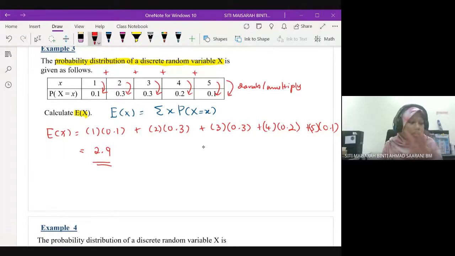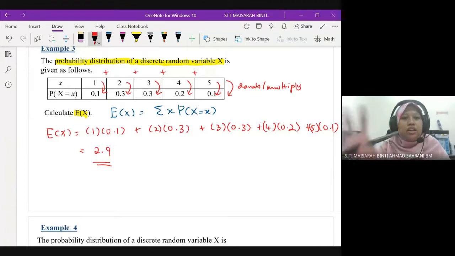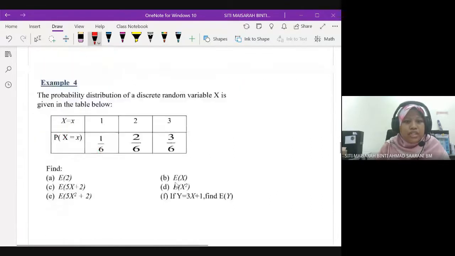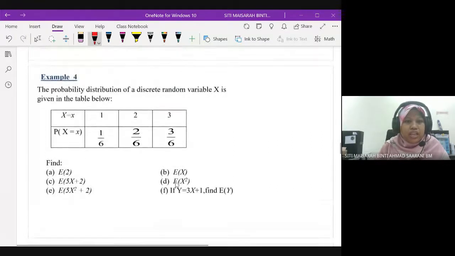This is direct question lah. Okay, ni pengenalan how to calculate EX. Okay, so then kita move kepada example 4. Okay, yang ni yang involve semua yang kita ceritalah sampai properties. Okay, dia kata example 4, the probability distribution of a discrete variable X is given in the table below. So samalah dia bagi X dan juga PX equals to X.